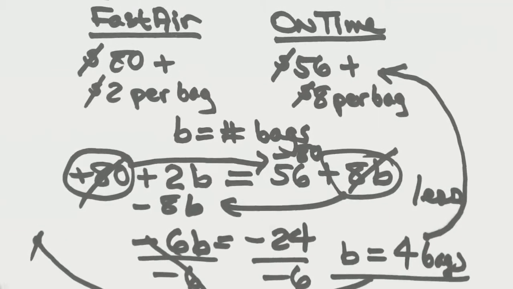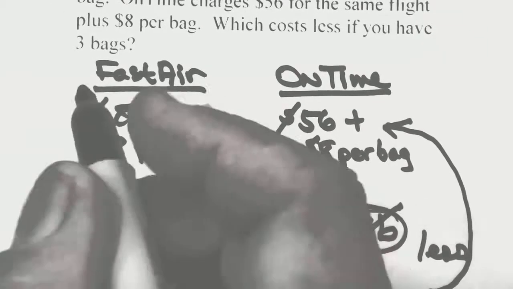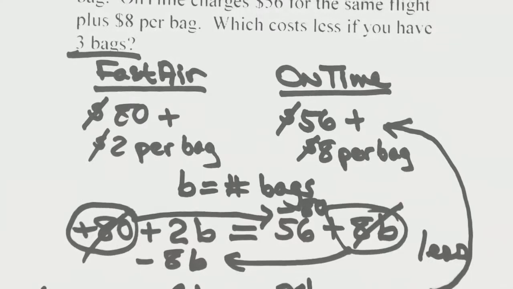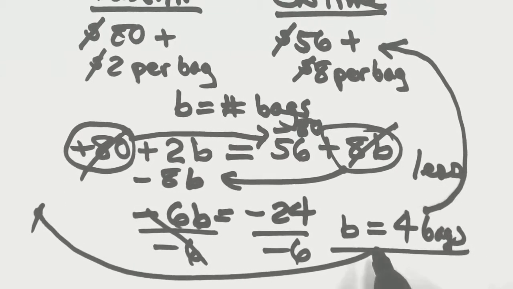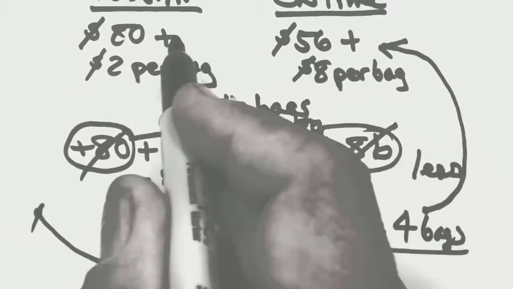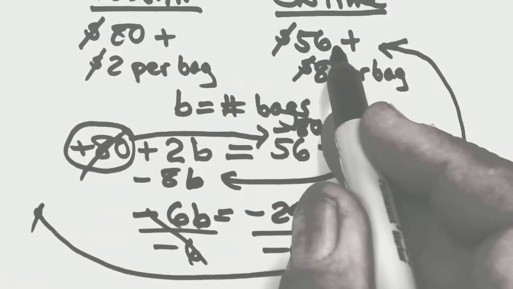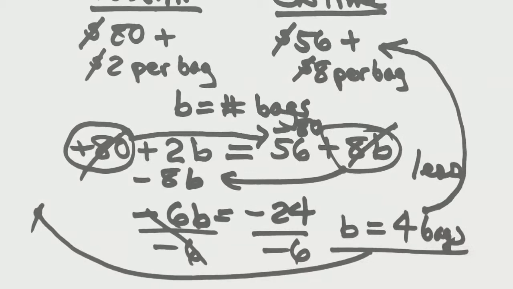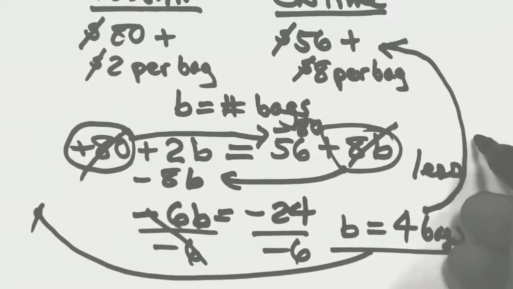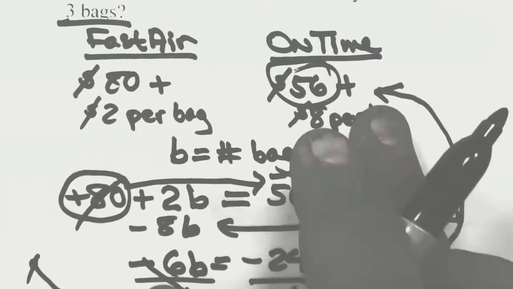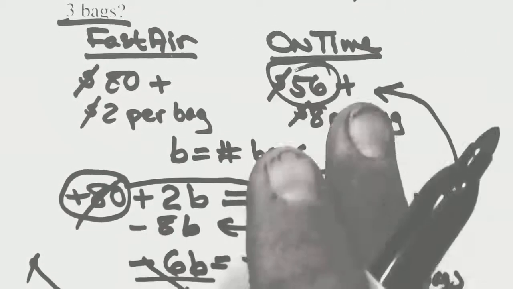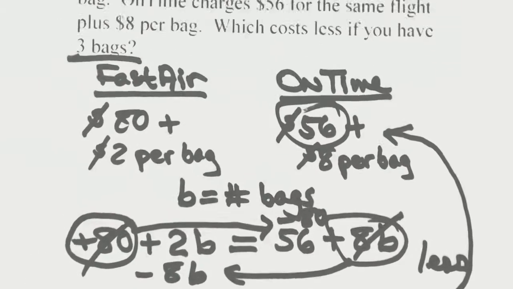Okay, well, we're only taking 3 bags. That's what was given to us in the problem up here. So that being the case, that's less than the break even. So you look up here and see which of the guys is less up front. Well, the less up front is On Time at 56. So since we're using less than the break even, we go with the guy that's less up front. And so we'd want to go with On Time. That would save us some money.